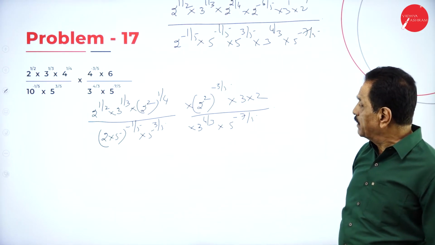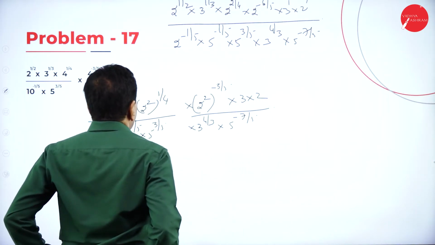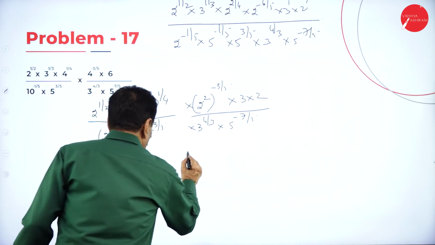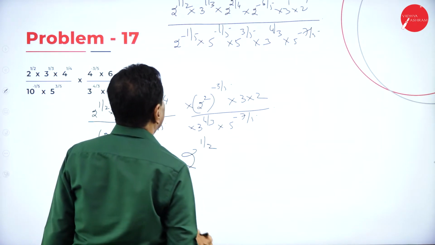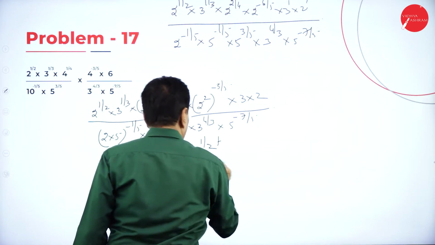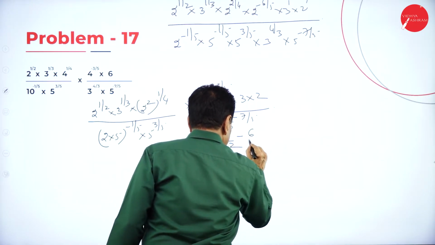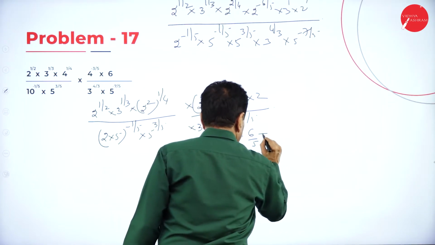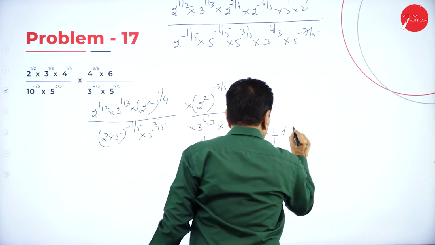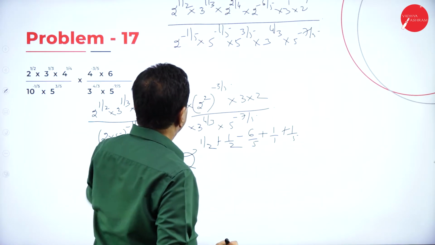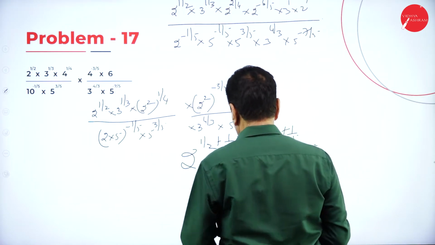I've simplified the bottom part. So you take the 2 as a base. If you take the 2 as a base, what is the first number? 1 by 2 plus 2 by 4 is half, 1 by 2 minus 6 by 5 plus 1 divided by 1. Minus 1 by 5 becomes plus 1 by 5. Then is there any 2 left? No. Simplify this. Here 2.